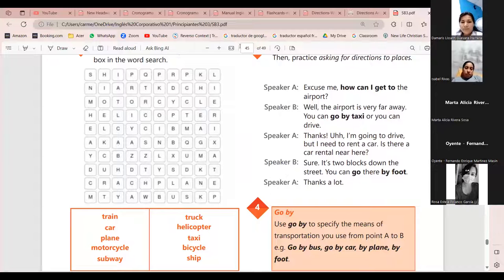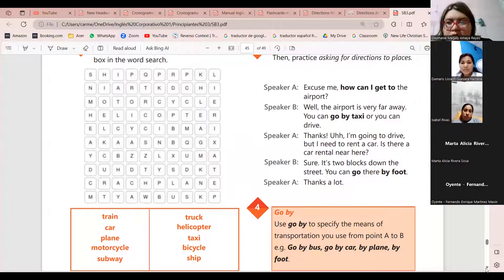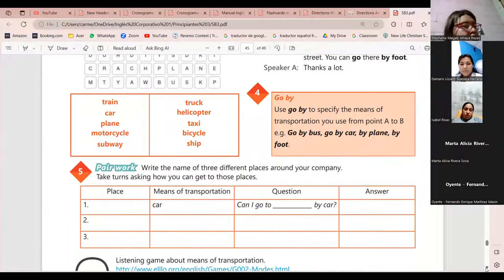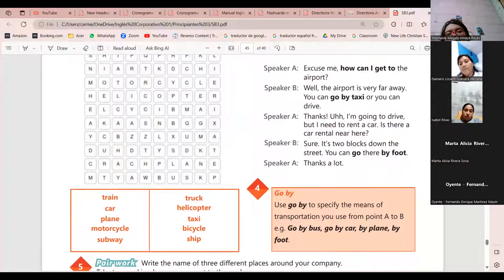What places did you write? Number one, super selectos. Okay, then. So, imagine your workplace. Then, it will be. A ver, ¿quién trabajó con Alma? Excuse me. How can I get to the super selectos?